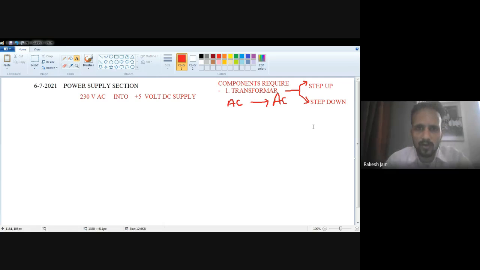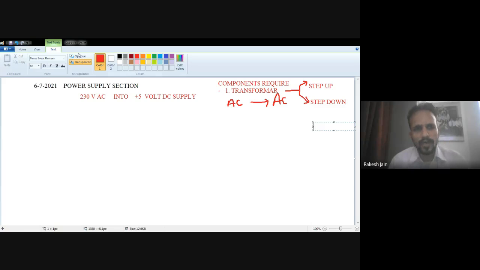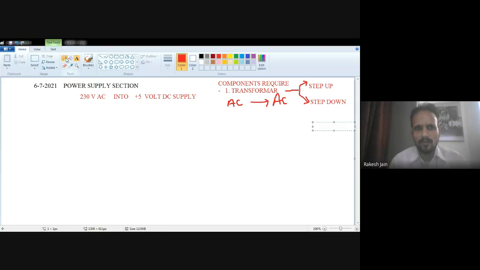Generally, all kinds of electronic devices operate on 9 volt DC, 5 volt DC or 12 volt DC, not more than that. So generally we have to use only 12 volt, 9 volt and 5 volt. That's why for all kinds of power supply circuitry, we use a step down transformer. It means the input AC is much greater and the output AC is low. So we require the step down transformer.